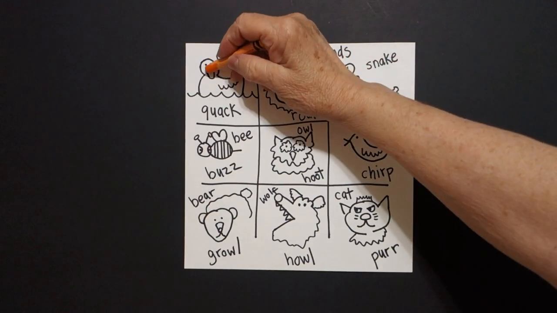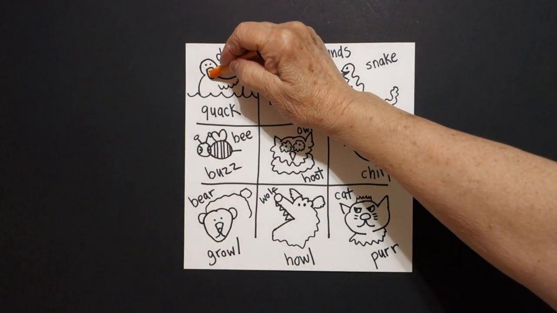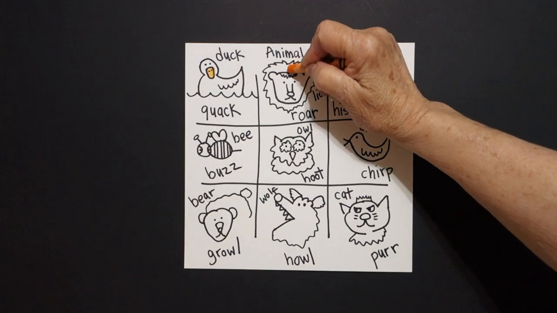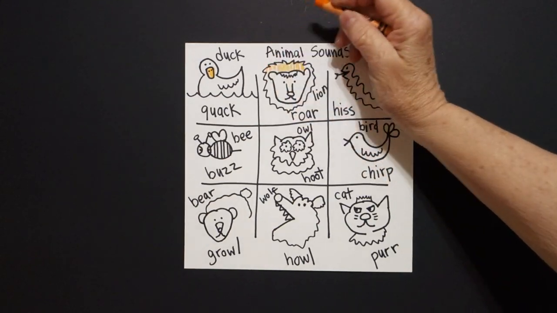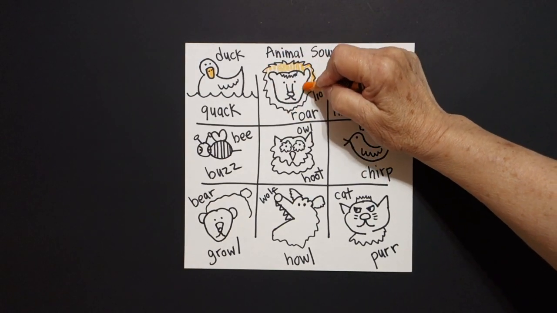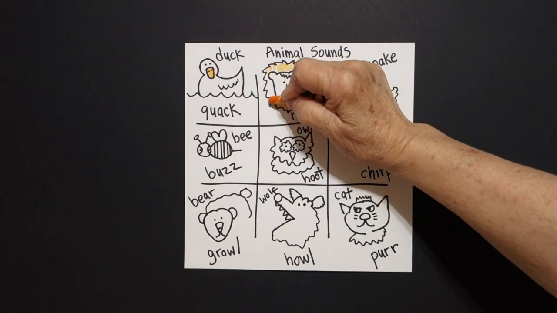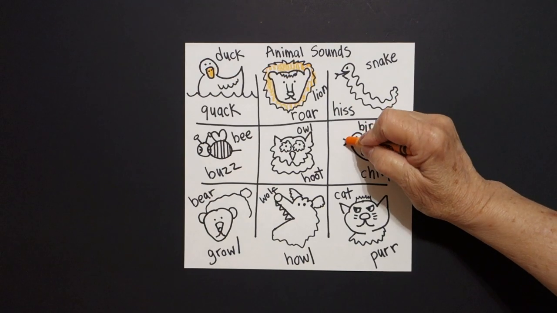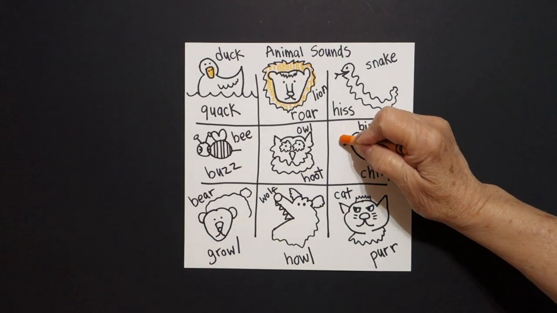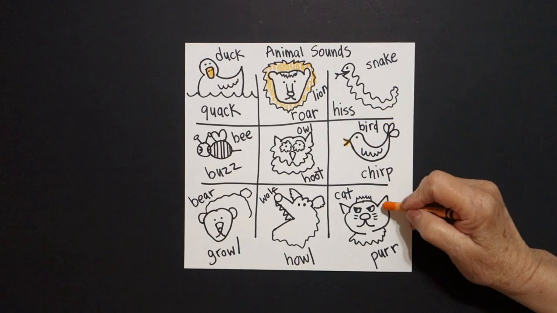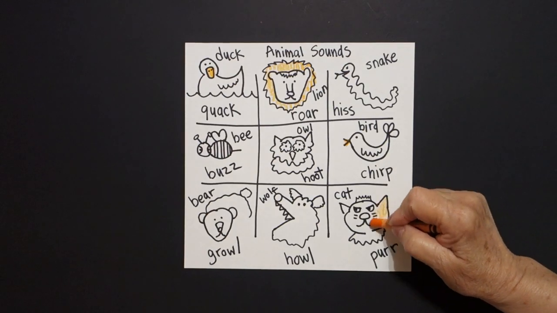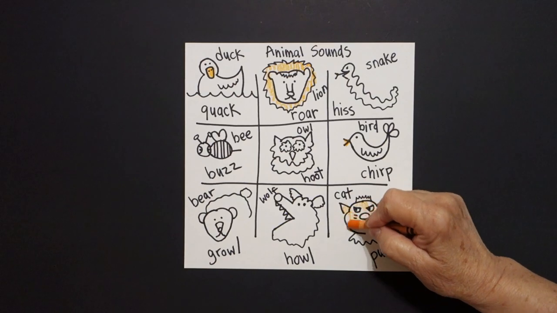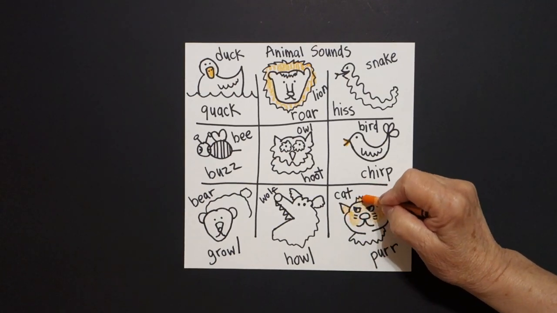Okay, the first thing I'm going to do is color in this space, yellow, orange. I'm going to come over and color in this space, yellow, orange. I'm going to come down here and just put a line of color on this space and come down here and color all of this yellow orange with this space.